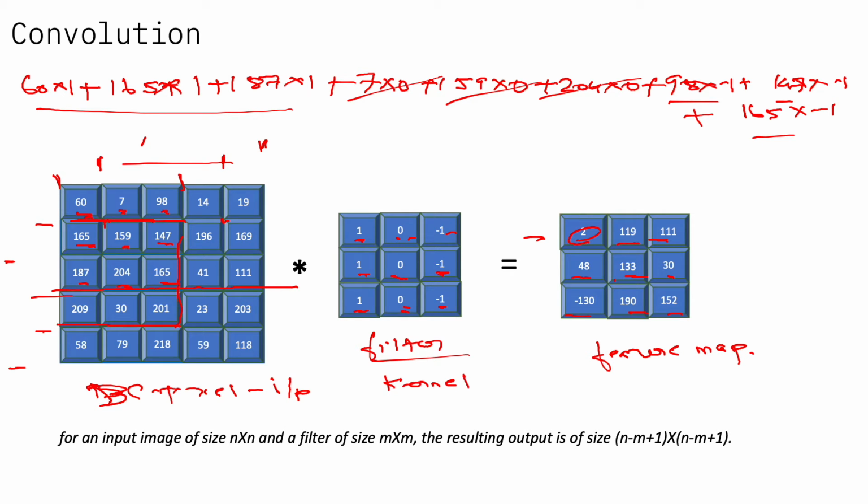Perfect. So that's how you derive the feature map. So how is the size of the feature map determined? It's a combination of your input image and the size of your kernel. So for an n cross n image, which is 5 cross 5, and an m cross m filter, which is 3 cross 3, the resulting output is (n minus m plus 1) times (n minus m plus 1), so 5 minus 3 plus 1. The result is 3 cross 3.